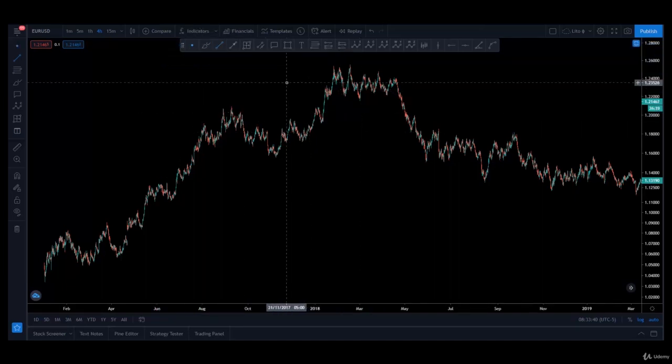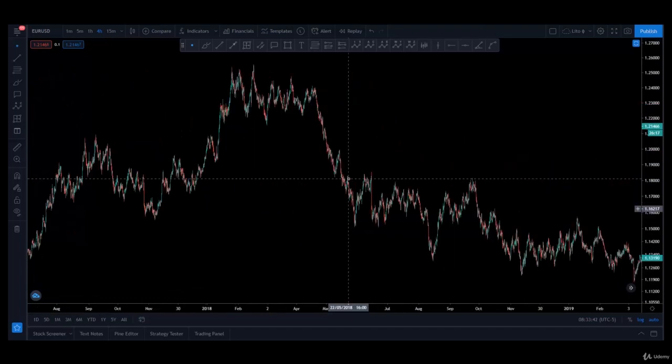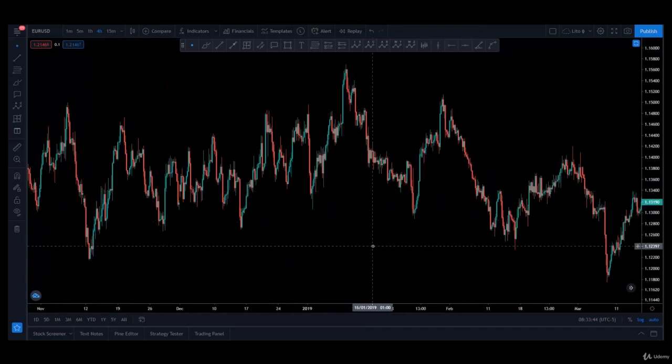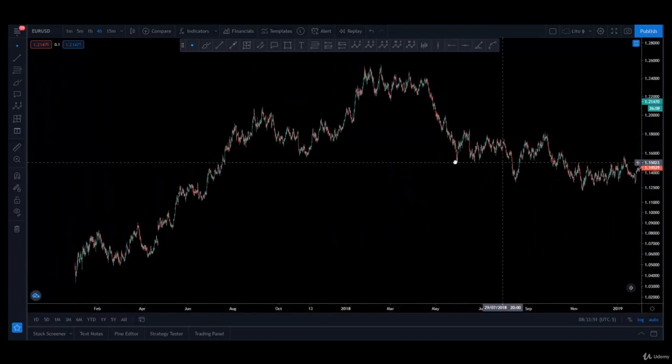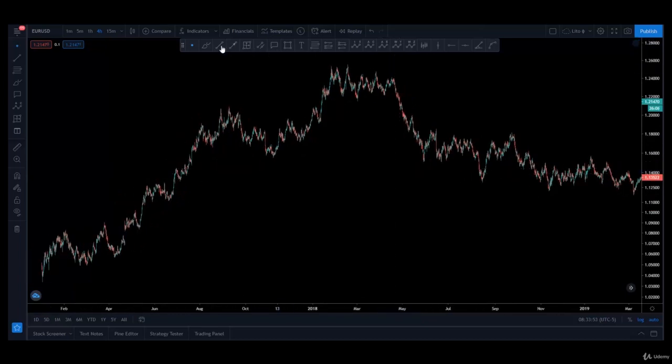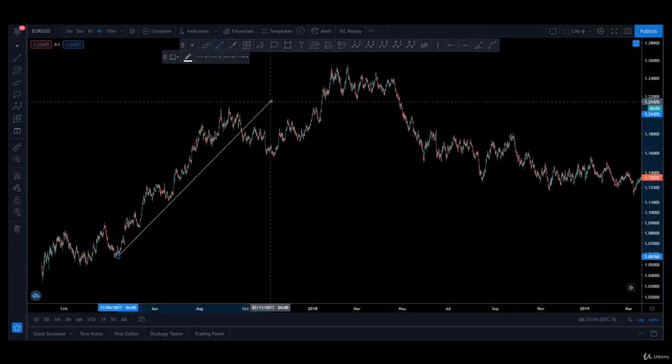The first thing that I recommend people to do is stretch it. You don't want to see candles like this. You are not actually looking at something. Make sure your log scale is on and squeeze it. When you have all the chart squeezed, you can start using your trend lines and you can watch the action.